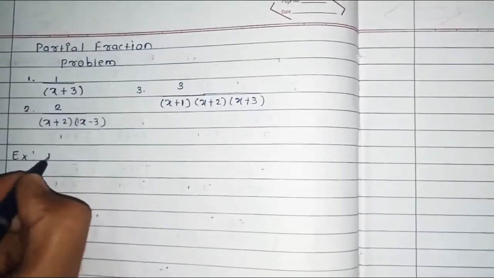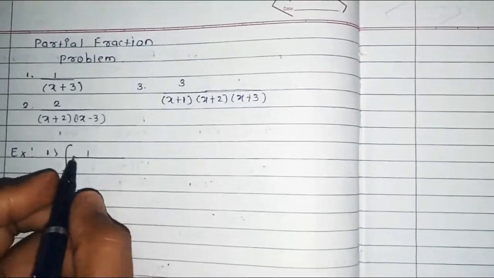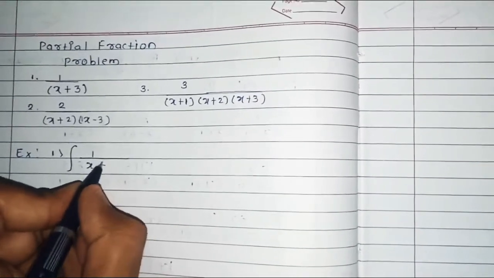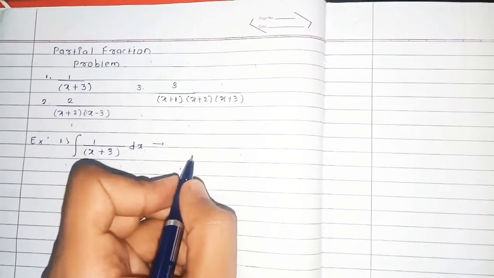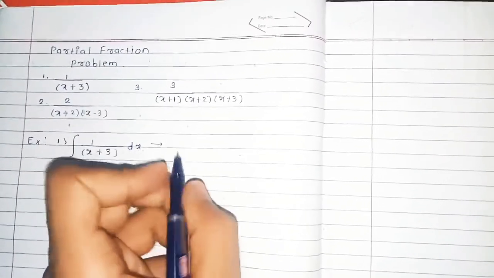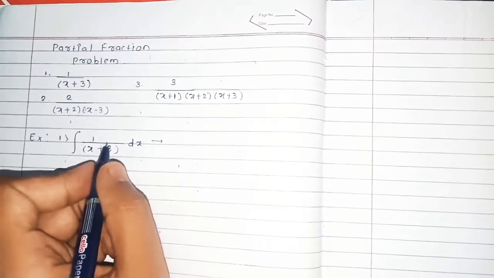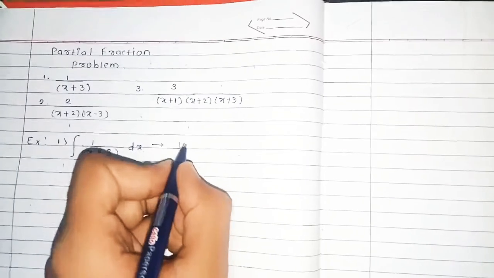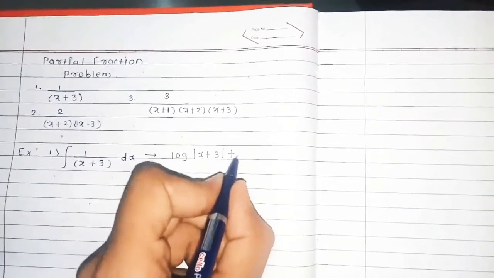First example, integration of 1 divided by x plus 3 dx. This is very simple. The derivative of the denominator is present in the numerator, so the answer will be log of x plus 3 plus constant.